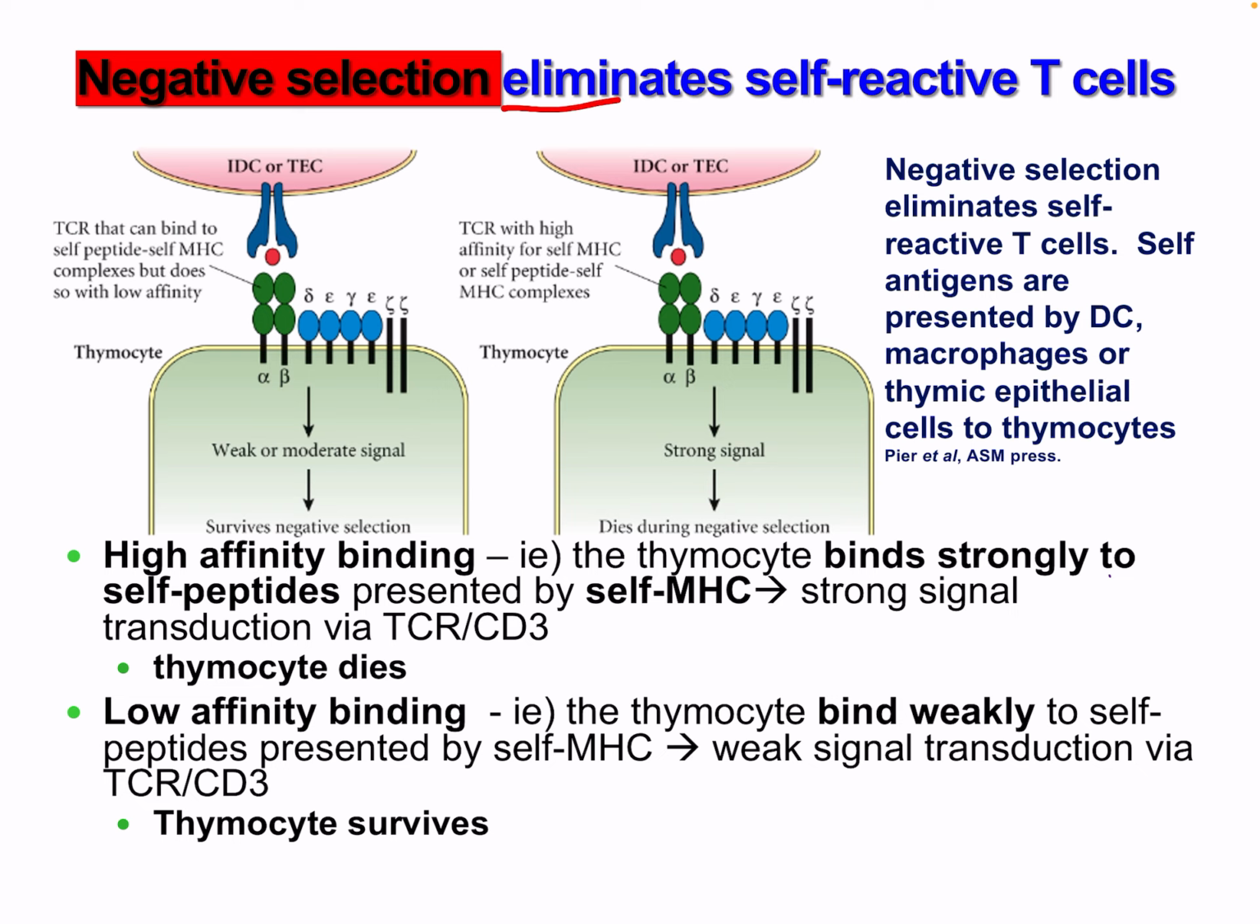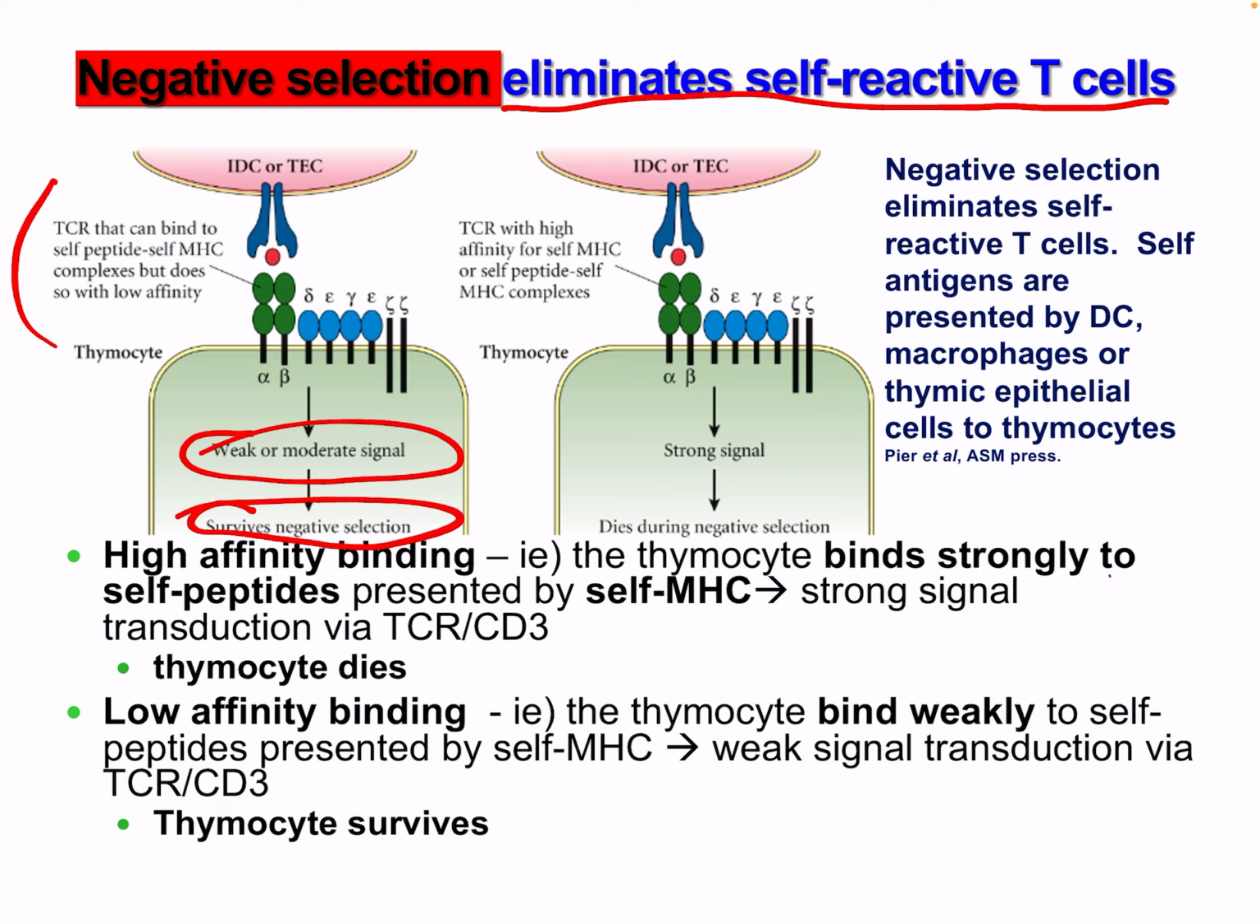So essentially, negative selection eliminates self-reactive T cells. Self-antigens are presented to thymocytes by dendritic cells, macrophages, or thymic epithelial cells. So we see here a T cell receptor that can bind to self-peptide MHC complexes, but does so with low affinity. This will proliferate and survives negative selection with its weak to moderate signal. A T cell receptor with high affinity for self-MHC or self-peptide has a strong signal and dies during negative selection.